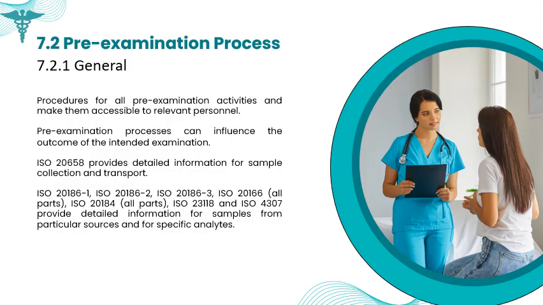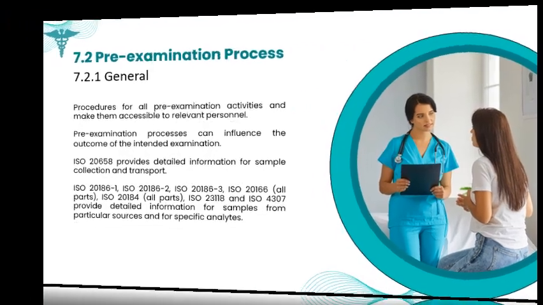Additional standards provide more specific information for certain sample types and analytes, including ISO 20186-1, ISO 20186-2, ISO 20186-3, ISO 20166, all parts, ISO 20184, all parts, ISO 23118, and ISO 4307. These references help ensure that pre-examination processes are carried out correctly and consistently, supporting accurate and reliable patient results.